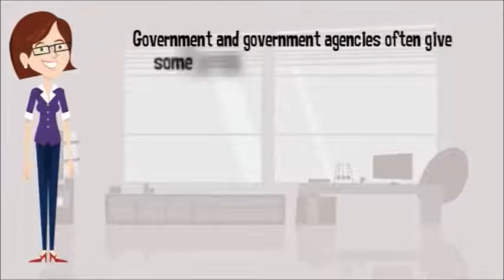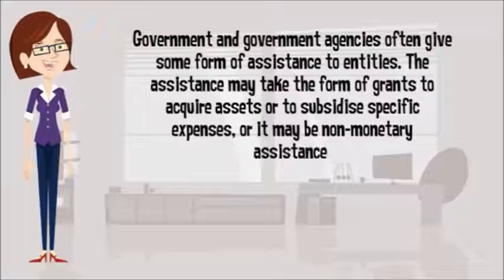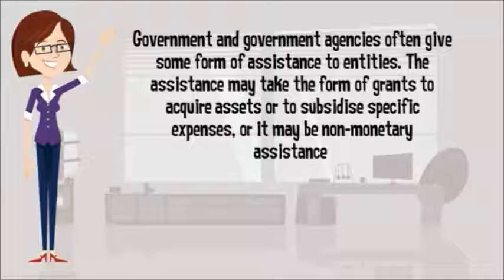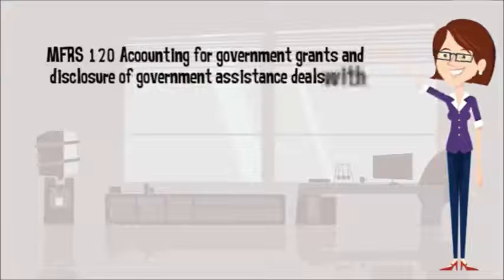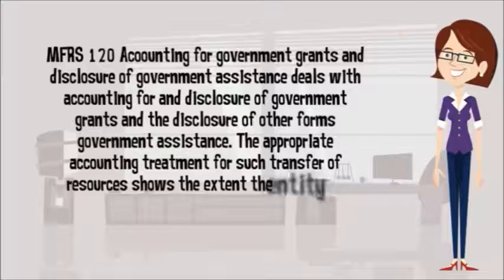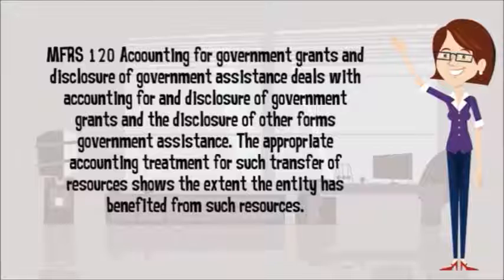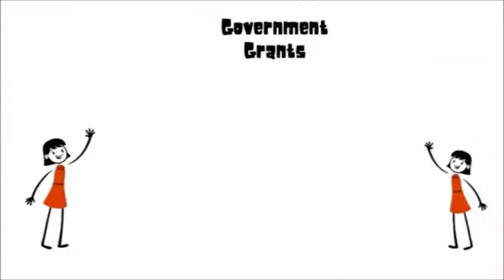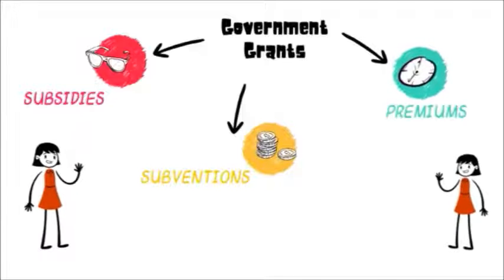Government and government agencies often give some form of assistance to entities. The assistance may take the form of grants to acquire assets or to subsidize specific expenses, or it may be non-monetary assistance. MFRS 120 Accounting for Government Grants and Disclosure of Government Assistance deals with accounting for and disclosure of government grants and the disclosure of other forms of government assistance. The appropriate accounting treatment for such transfer of resources shows the extent the entity has benefited from such. Government grants are sometimes called by other names such as subsidies, subventions or premiums.